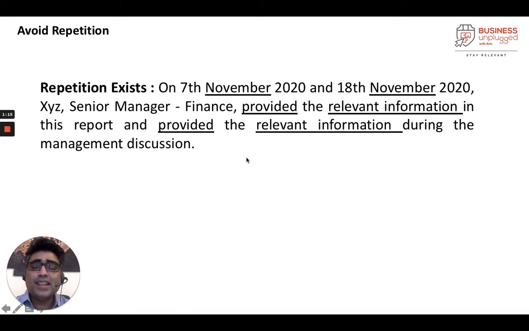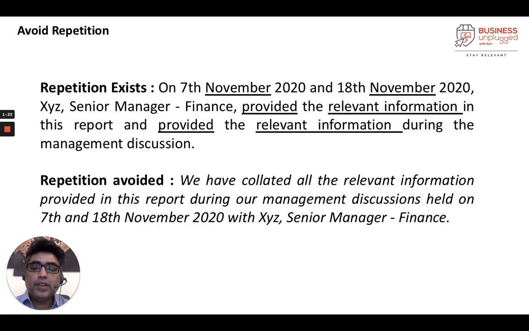If you're writing sentences like this, it means that you are repeating a lot of stuff. So what should be an ideal way of placing this? You can write in this manner: we have collated all the relevant information provided in this report during our management discussions held on 7th and 18th of November 2020 with XYZ Senior Manager Finance. In that way, you are not repeating the same set of words, which is not really the right way of placing across when you are writing a report. So this is one example.